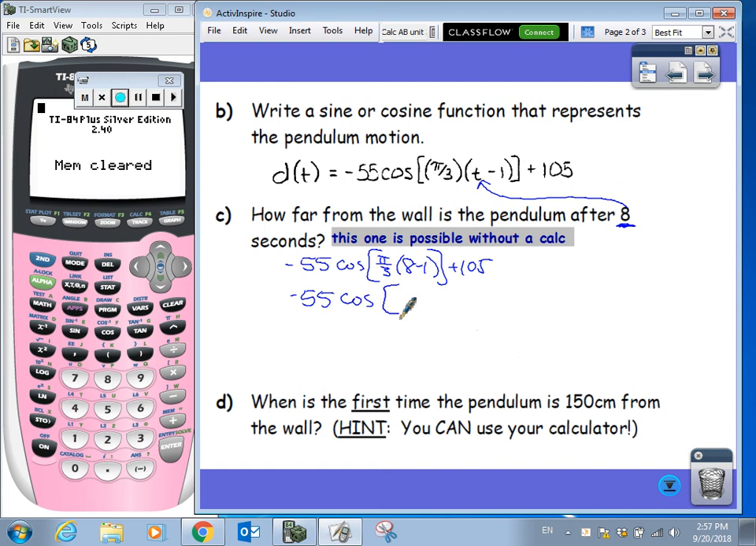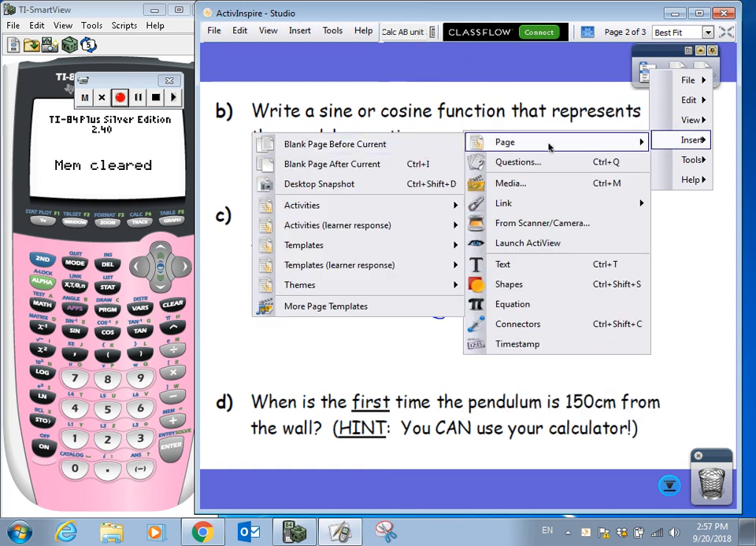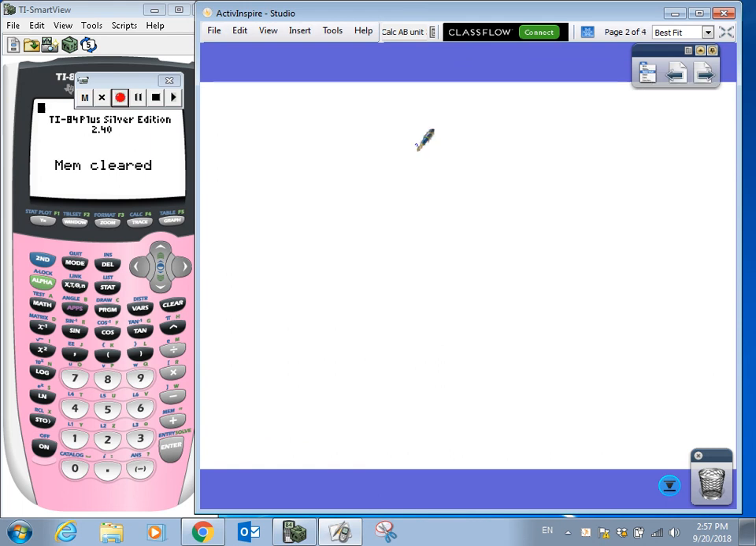So that becomes cosine of 7 pi over 3 plus 105. Now, 7 pi over 3, you might think, okay, 7 pi over 3 is not on the unit circle. But remember, anything that has a 3, a 6, a 4 in the denominator, we can find on the unit circle. Two different ways to do that.